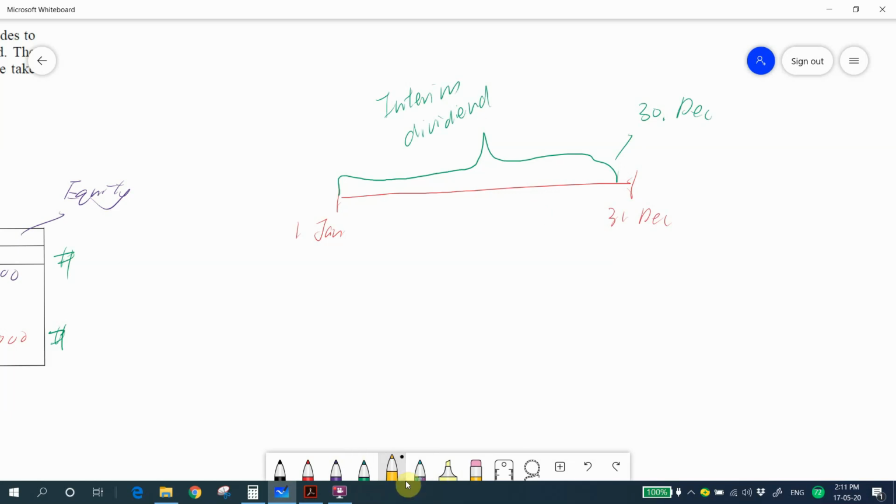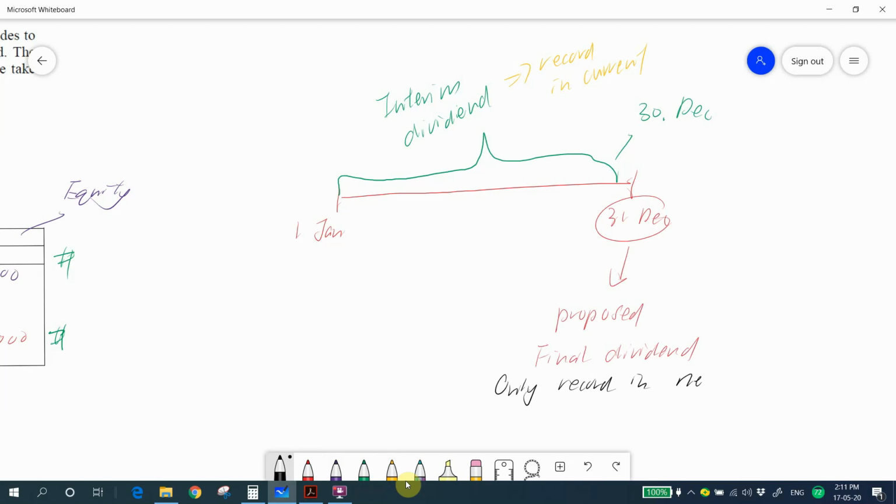If you have interim dividend, you record in current year. However, if the dividend is only proposed at the last day of the financial year, you propose only. Propose means not yet confirmed. So this is called final dividend. For final dividend, we only record in next financial year.